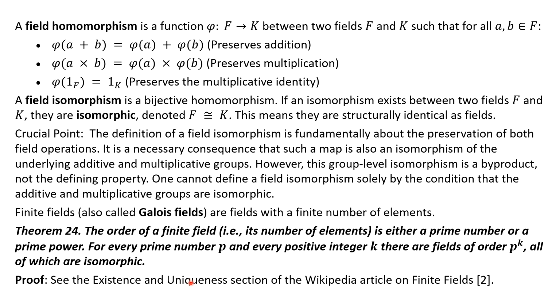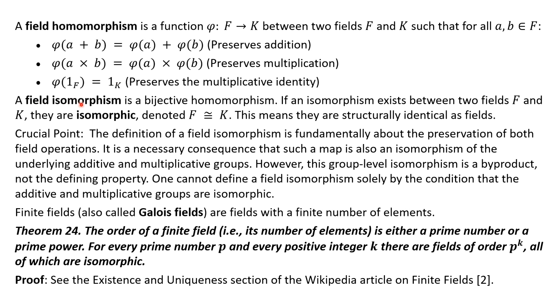A field homomorphism is a function phi between two fields F and K, such that for all a and b in F, we have the following three properties. Phi of a plus b equals phi of a plus phi of b. Phi of a times b equals phi of a times phi of b. And the multiplicative identity of F gets mapped to the multiplicative identity of K.